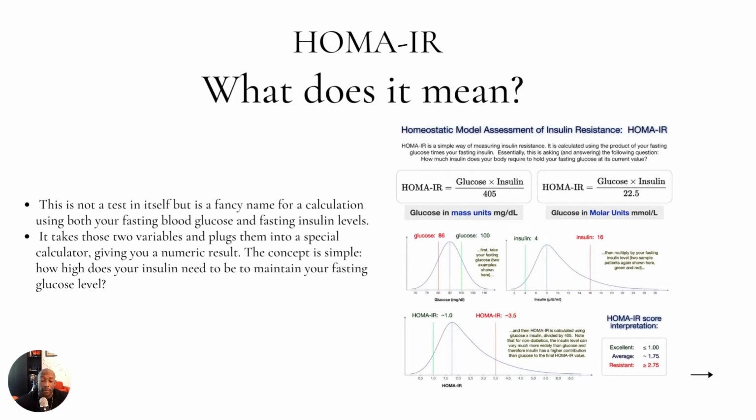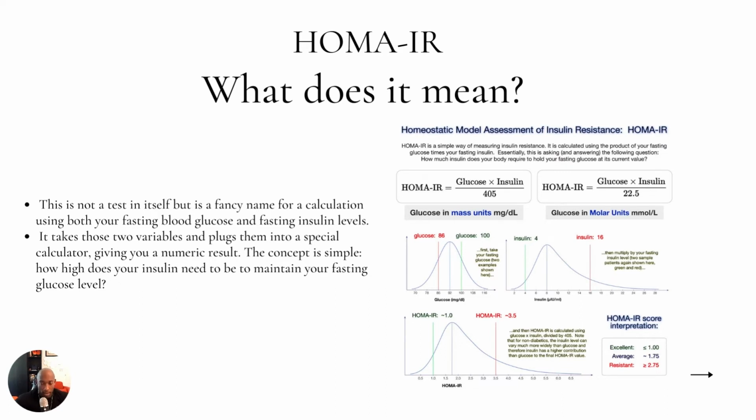All right, so now we're going to talk about the HOMA-IR test. It's a very cool and simple test. The concept is very simple. How high does your insulin need to be to maintain your fasting glucose? So you can see over here, we have a couple charts. This is a group, 2 individuals that have their glucose scores, and this is their insulin, and then this is their HOMA-IR test. You essentially want as low as possible.